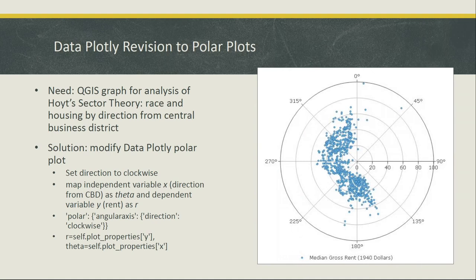Sometimes a theory that we were reading kind of demanded a particular type of visualization that I wasn't able to easily access in QGIS. So one good example of that is, you know, Hoyt's sector theory talks about race and housing prices by the direction away from the central business district in a city. So what I wanted to be able to do is use a DataPlotly polar plot, kind of mimicking the directions of a compass, where the x variable would be the direction around the central business district and the y or independent variable would be rent or race or something else like that. So this is actually showing data from Chicago in 2010, and 0 is 0 degrees north, 180 is 180 degrees south. And so it just took a little bit of editing of the DataPlotly plugin with a pull request to reverse its direction and change the way it was mapping x and y to be able to show that.